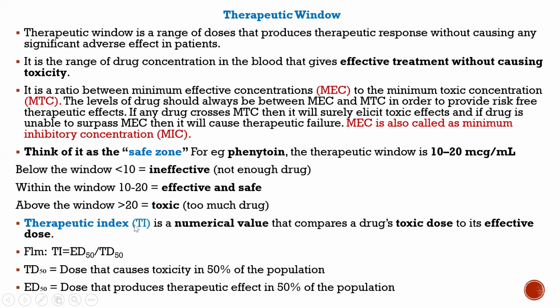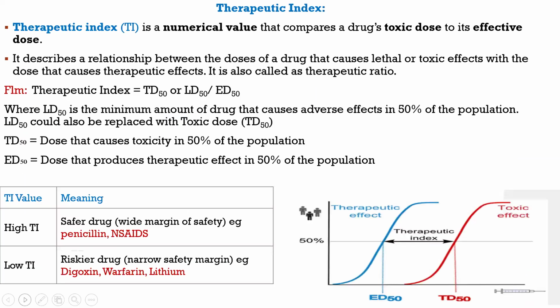So the therapeutic index, I think I'm still going to be explaining it in the next slide. The therapeutic index is a numerical value that compares a drug's toxic dose to its effective dose. So it's just like a ratio of the toxic dose and the effective dose. Okay, so it describes the relationship between the dose of a drug that causes a lethal or toxic effect and the dose that causes a therapeutic effect. So it can also be called the therapeutic ratio, right?